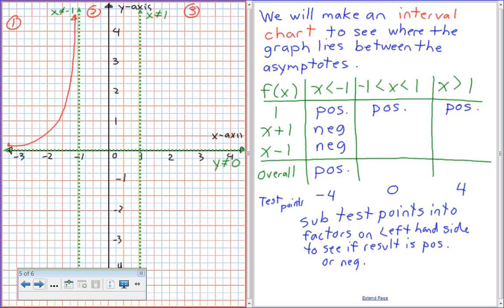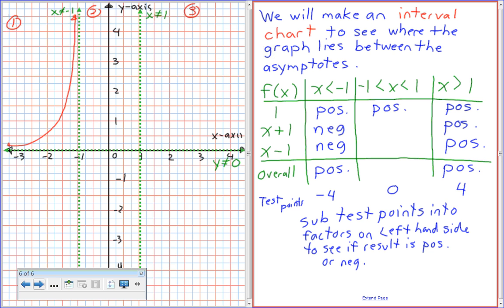I'm picking on Brooke right now. Brooke, I'm choosing x equals 4. What is 4 plus 1, please? 5. Is 5 positive or negative? Good. Brooke, 4 minus 1 is 3, positive or negative? Okay. So I have a positive numerator and 2 positive denominators. What's the overall result going to be? Positive. Okay, so that's also going to look like this.